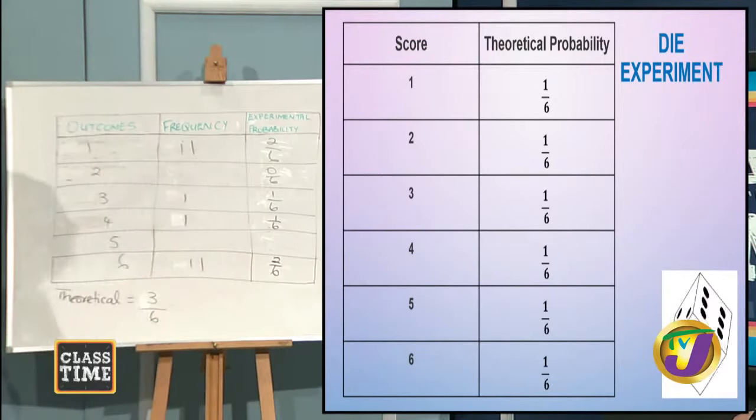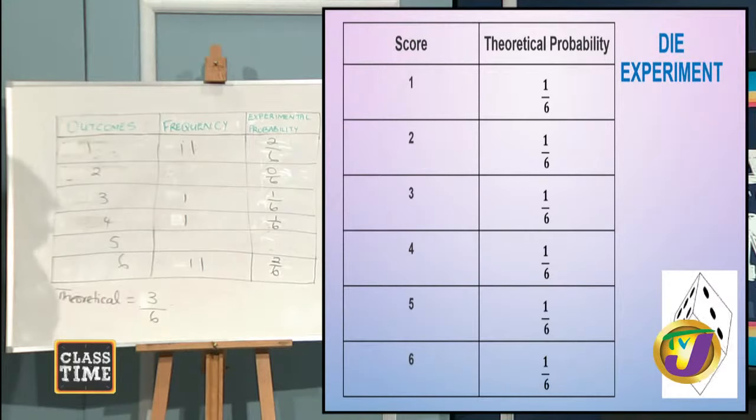No, 5. No. What were we trying to do again? Get an even number. Let us look at the theory and what it is here. So the theory is 3/6, and based on this table, is that so? How many even numbers did we get? I'm seeing... We got 3/6? Yes. The theoretical probability is indeed matching up with the experimental probability.